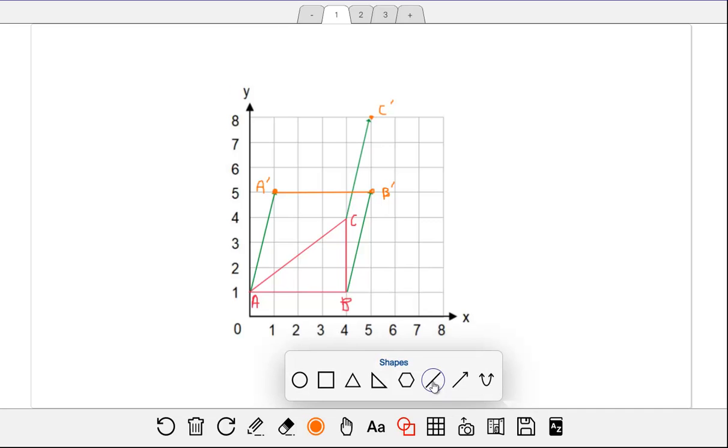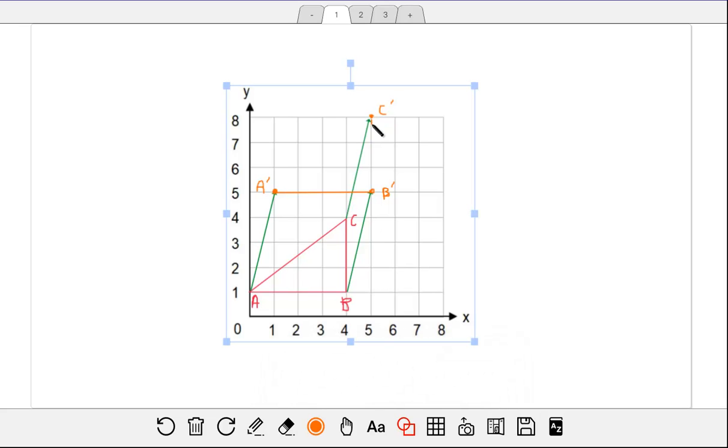And then we can draw the triangle image. So it would look something like this. Let's try that again. And one more line segment. There we go. So this triangle here has been translated 1 to the right and 4 up.